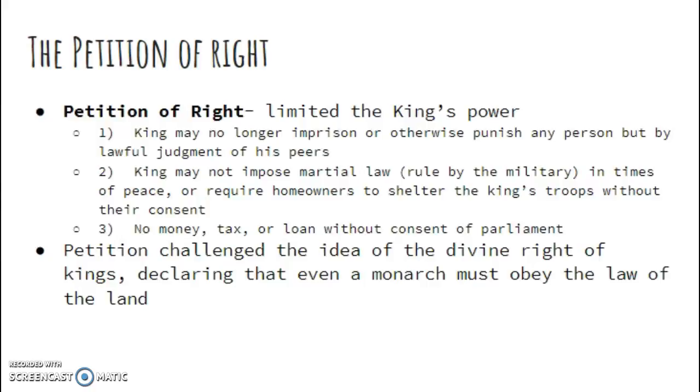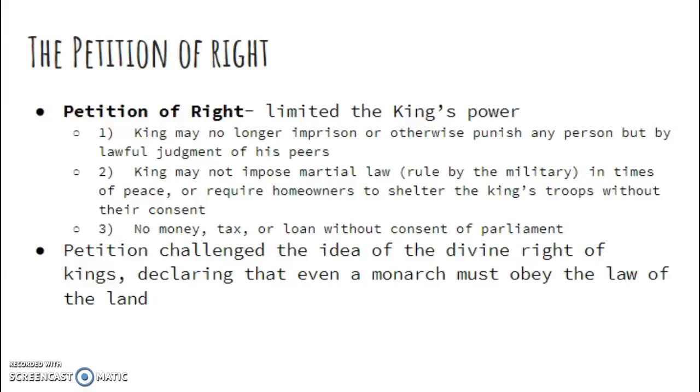The petition challenged the idea of the divine right of kings, declaring that even a monarch must obey the law of the land. So kings, under this petition of right, a lot of times they viewed themselves as the divine right, meaning that God had chosen them to be a ruler, and so it was their divine right to essentially have absolute power or act as monarch.